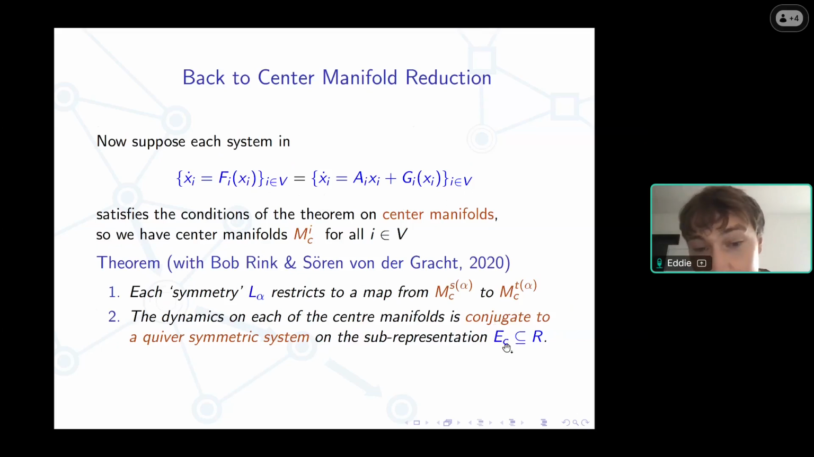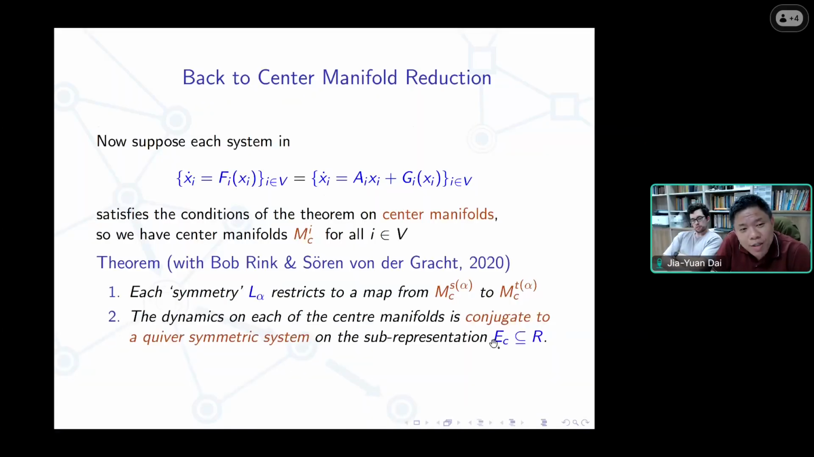And so what I have now is, if I project down, I have a bunch of ODEs on all of these center subspaces, and I still have maps that send these center subspaces to themselves. And I claim that this reduced dynamics is now again quiver symmetric. So it again maps solutions to solutions. But of course, and in particular, you mentioned that the groupoid viewpoint is a special case of yours. So the groupoid symmetry also respects the center manifold reduction.